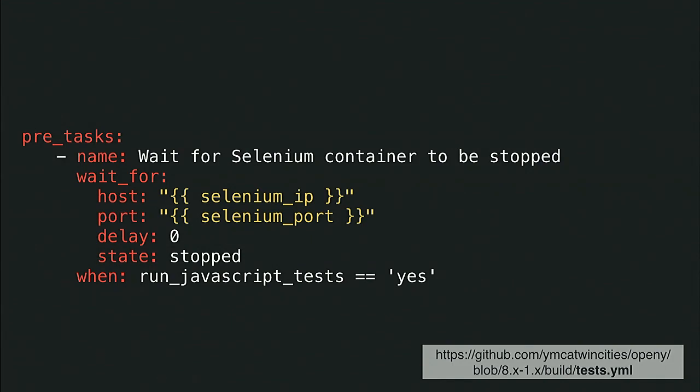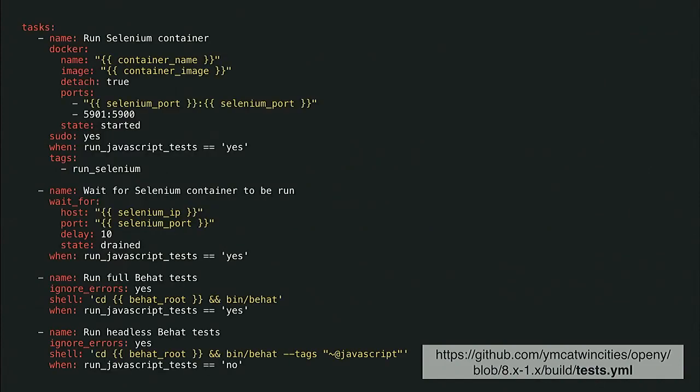We wait for the Selenium container to be stopped. You may think, what the heck is this? It means that we run only one single container. We do not run multiple containers for different builds. So let's say we have two builds. We run a container for the first one. It will run Behat tests. Then we stop it, and the second one will be run after that. So we don't want to run multiple containers because they will eat memory. They will eat disk space and stuff like that. And we are just lazy to implement that right now because it's not that important.